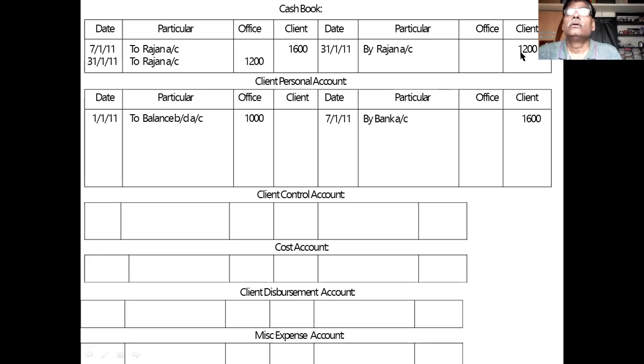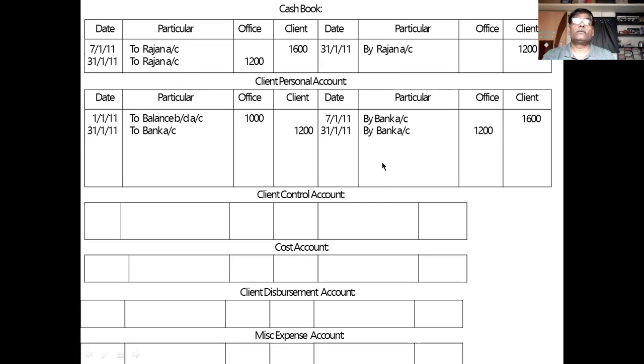And you go to the next account, the client account. In the client account, you post these two. The first comes on the credit side, the second comes on the debit side. Rajan comes on the debit side, to bank account, 1200. Then next, this Rajan, to Rajan, comes on the credit side by bank, 1200. Okay, this is the receipt of check. Receipt of check is entered.